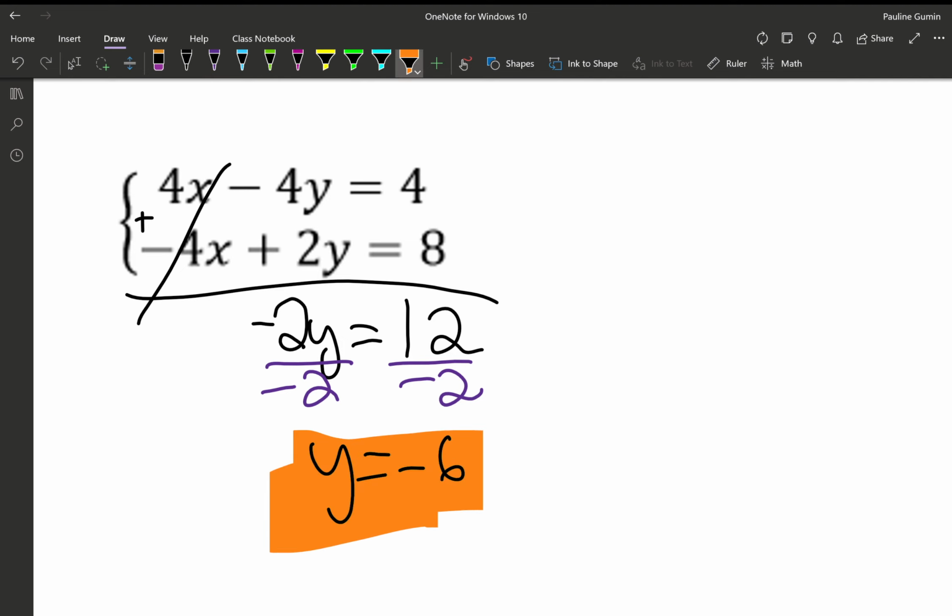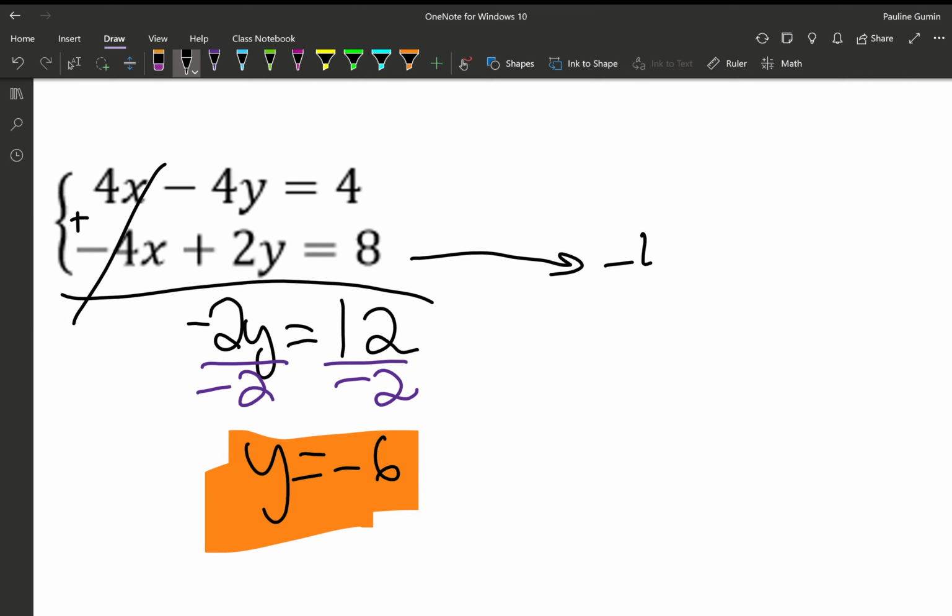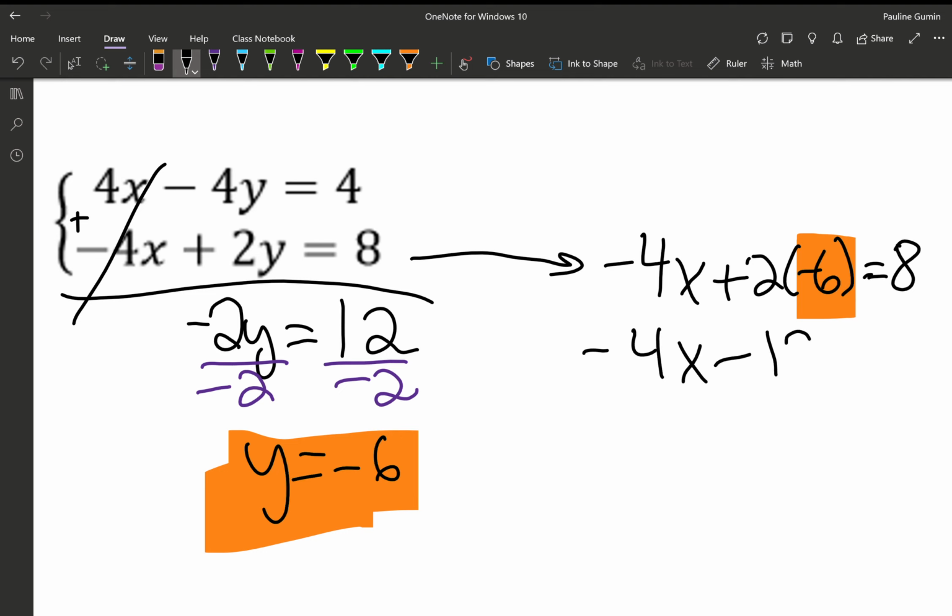Now that we have y equals negative 6, we can plug it back into either of these equations. I feel like using the bottom one. Let's do it. So instead of negative 4x plus 2y, I'm going to have negative 4x plus 2 times negative 6, because that's what y is. And of course equals 8. 2 times negative 6 is negative 12.